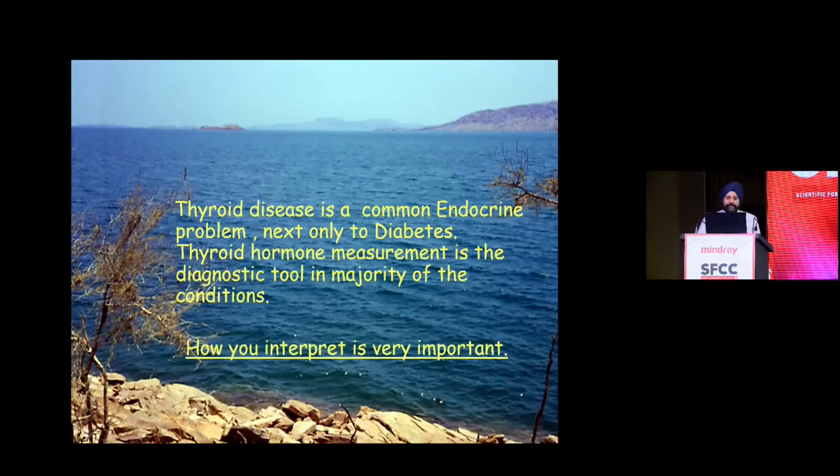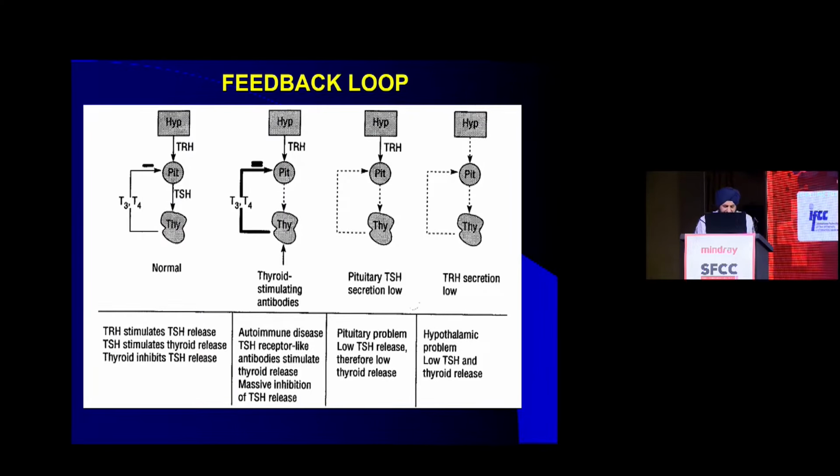So as we all know, thyroid is the second most common endocrine problem after diabetes, and how we interpret it is very important. So the thyroid has basically a feedback loop. The hypothalamus secretes TRH, which stimulates the pituitary to secrete TSH, and TSH in turn stimulates the thyroid gland to release T3 and T4, which then have a feedback inhibition back to the pituitary to reduce the TSH. This is how the feedback loop in a thyroid hormone functions.